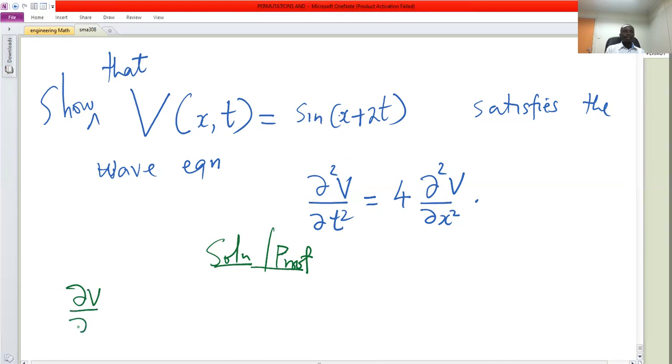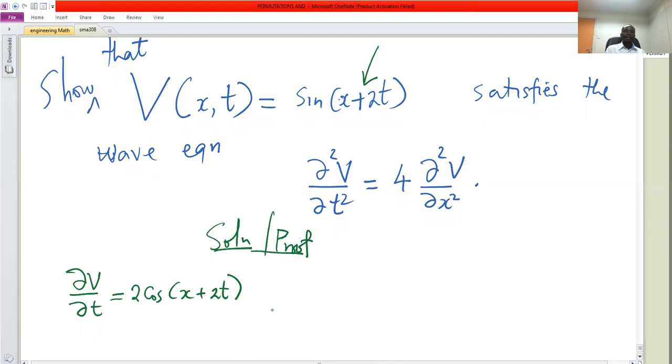Partial v partial t, and differentiate this function. So this is a sine function. When you differentiate it, you get a cos function. Now, when you differentiate this part with respect to t, you get 2. So we'll have 2 cos of x plus 2t, which means that partial squared v partial t squared. So differentiate this one again. When you differentiate a cos function, you get a negative sine function. So we'll have a negative sign. And when you differentiate this part with respect to t, you get 2. So that 2 by this 2 gives us 4, sine of x plus 2t. Call this one equation 1.